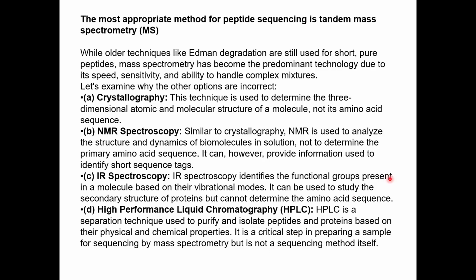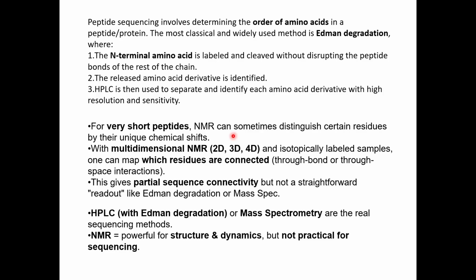sequencing method. So HPLC can be coupled with Edman degradation, and/or HPLC can be coupled with mass spec to do sequencing. So peptide sequencing involves determining the order of amino acids in protein or peptides. So the most classical and widely used method is Edman degradation, where the N-terminal amino acid is labeled and cleaved without disrupting the peptide bonds.